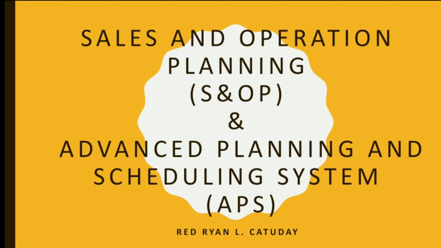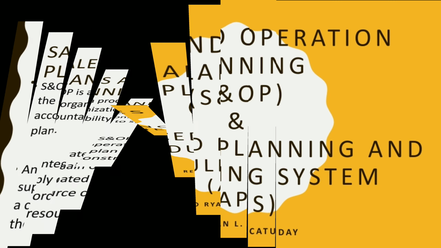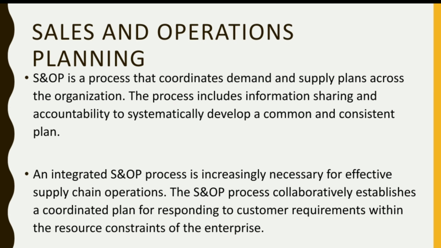Hello guys, my name is Red and my report is all about the Sales and Operations Planning or S&OP. The S&OP is a process that coordinates demand and supply plans across the organization. The process includes information sharing and accountability to systematically develop a common and consistent plan.